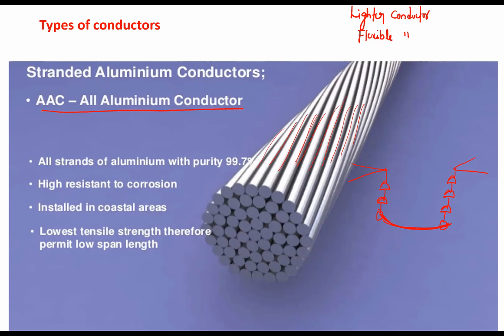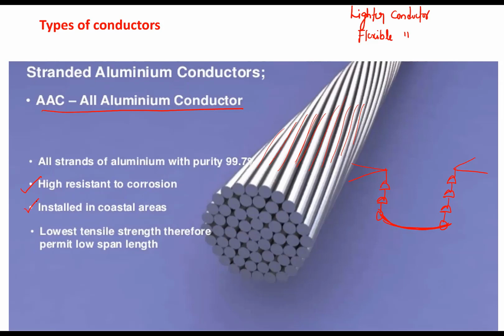Now, what are the advantages of all aluminum conductor? It is highly resistant to corrosion. We have already discussed that aluminum does not corrode, and it is installed in coastal areas. Why are we installing it there? Because the moisture content in air in coastal regions is more.